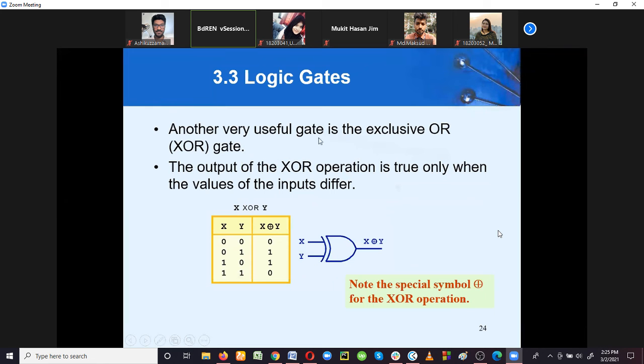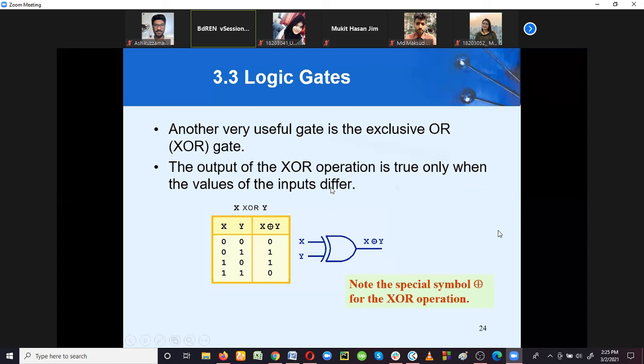Another very useful gate is called exclusive OR, also known as the XOR gate. Whatever topics we are reading now are not new to you; you are just recalling. The output of the XOR operation is true only when the values of the inputs differ.